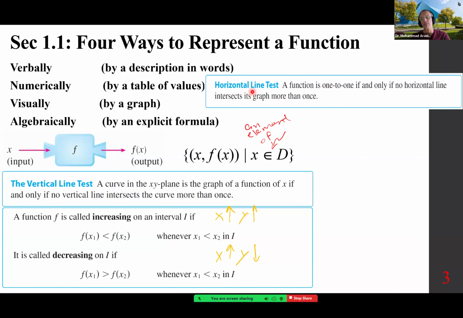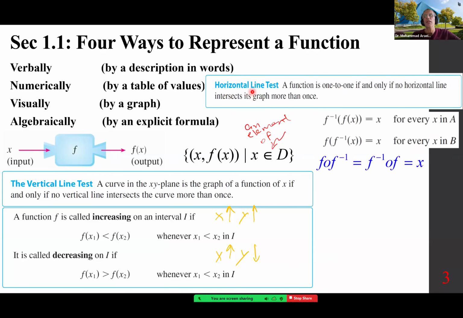coordinates can't repeat. If that happens, then we have an inverse function, f inverse of f of x, or f of f inverse of x. Both of them are x. In this case, as long as x is in A and x in B, where A and B represent the domain of the function f and f inverse. So in short, f of f inverse equals f inverse of f equals x.